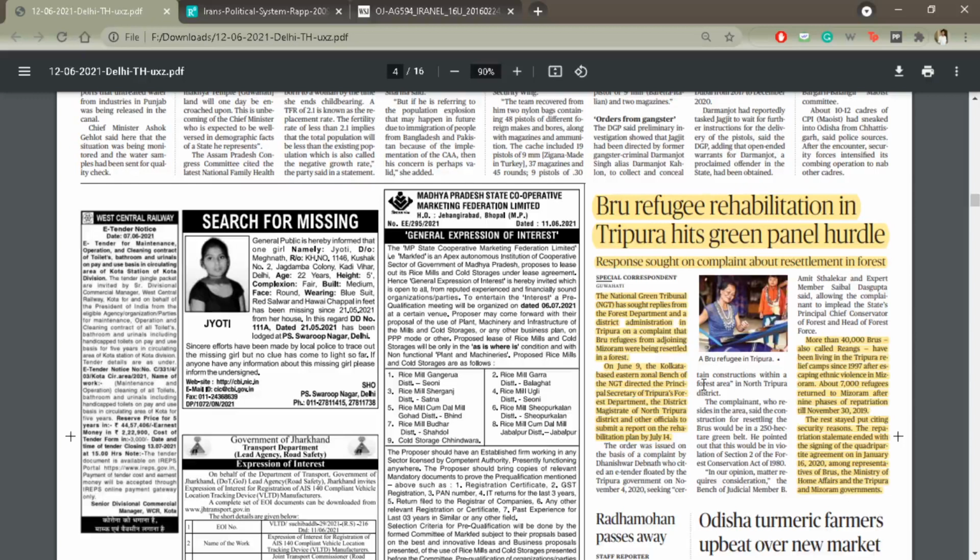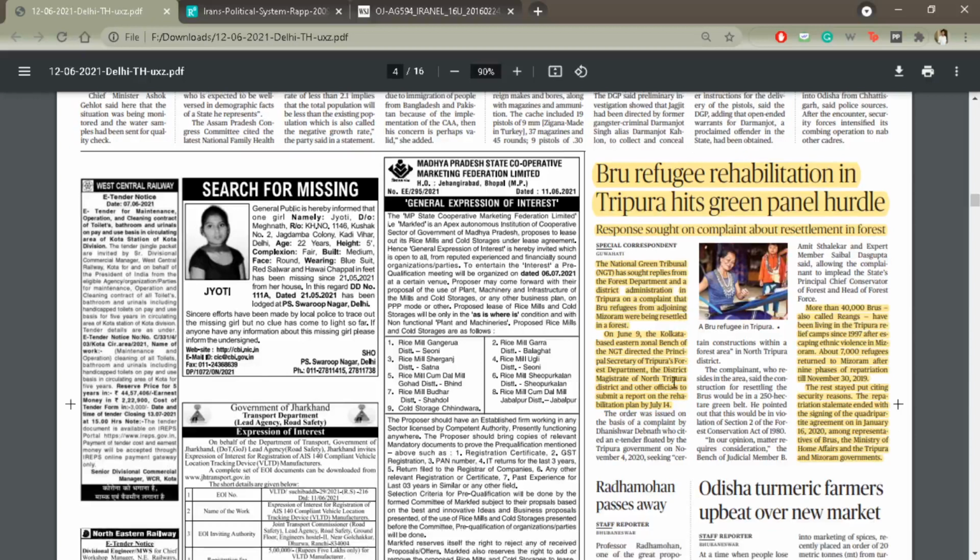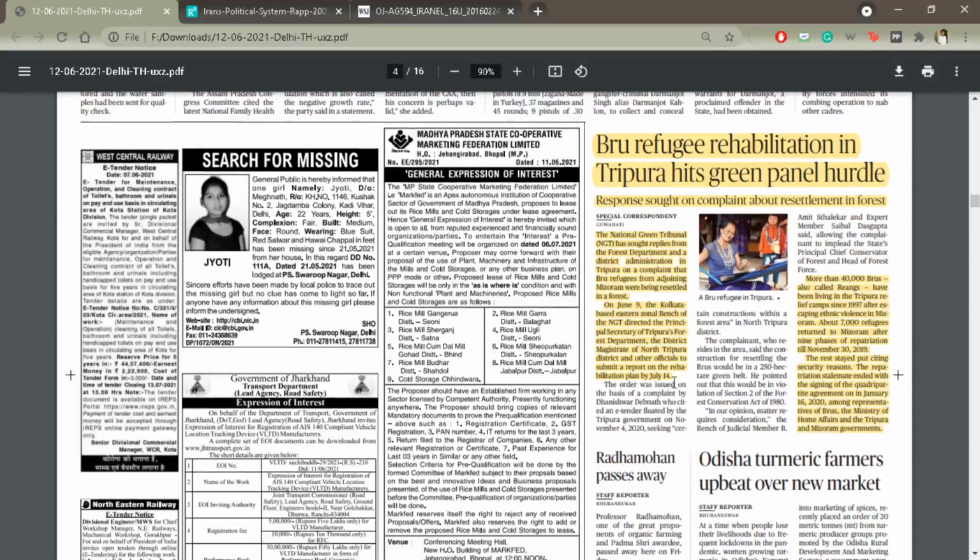And their rehabilitation that is to take place in Tripura has taken a backseat. It has hit a green panel hurdle. For us, what is important is the concept of refugees and internal displacement. That is the first thing. And secondly, in terms of rehabilitation, the government has a responsibility to ensure rehabilitation of those communities that are internally displaced. The area related to the conflict also becomes important.